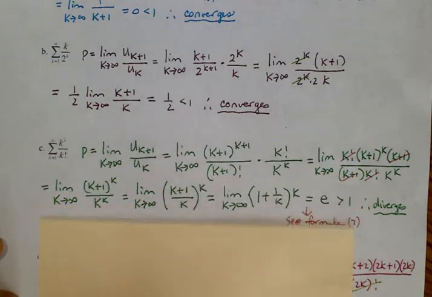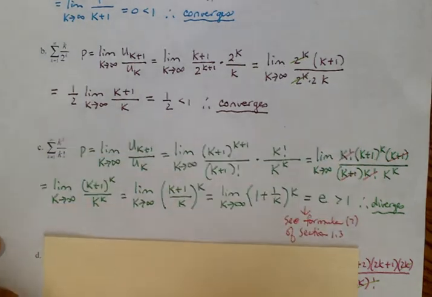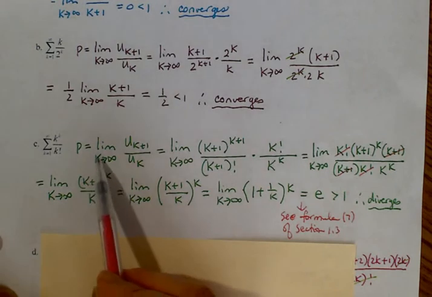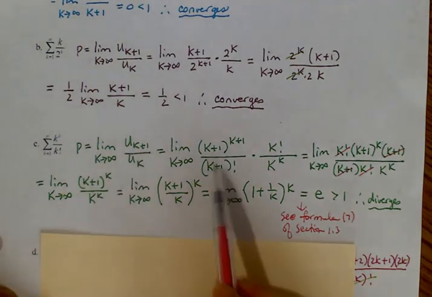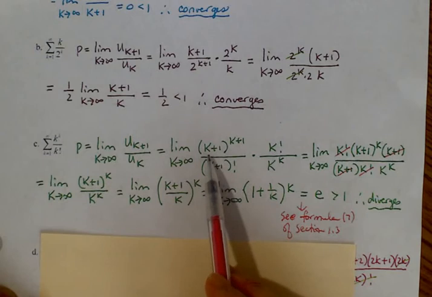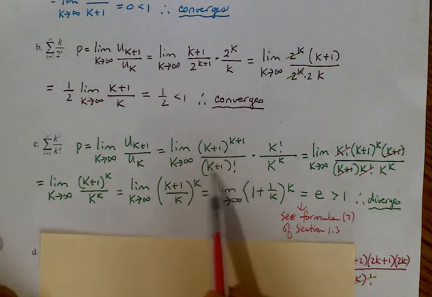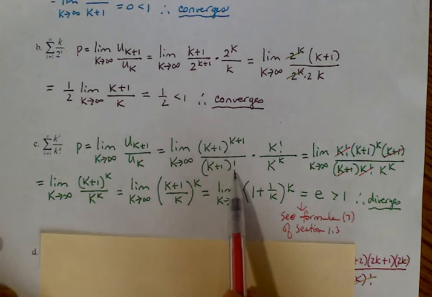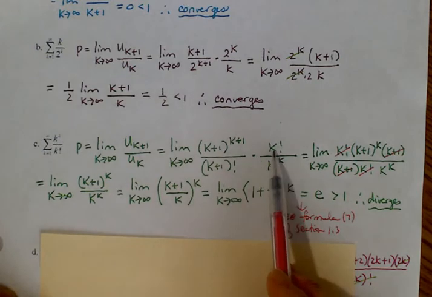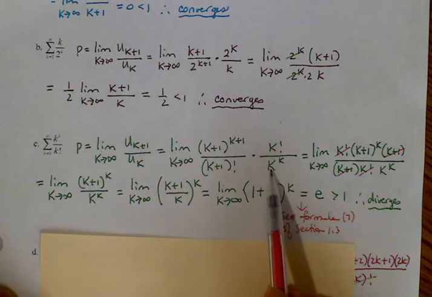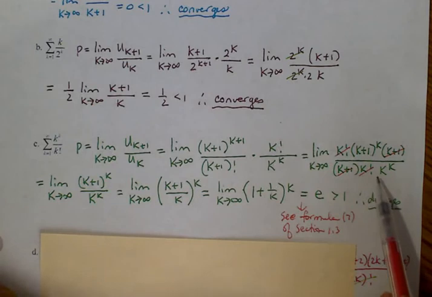All right, let's go over C. In C, I wrote out the general, and in place of your k, I'm putting in k plus 1. So it's (k plus 1) raised to the k plus 1 over (k plus 1) factorial, and then multiply that by the reciprocal, which was k factorial over k to the k. Then I just rearranged the terms in the numerator and the denominator so I could cancel easily.